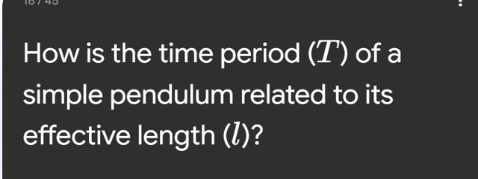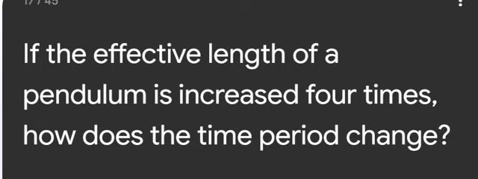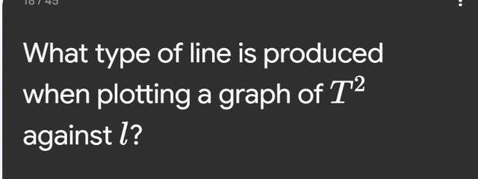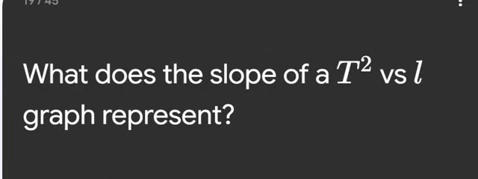16th question. How is the time period of a simple pendulum related to its effective length? 17th question is on your screen. If the effective length of a pendulum is increased 4 times, how does the time period change? 18th question. What type of line is produced when plotting a graph of T square against L? What does the slope of a T square versus L graph represent?